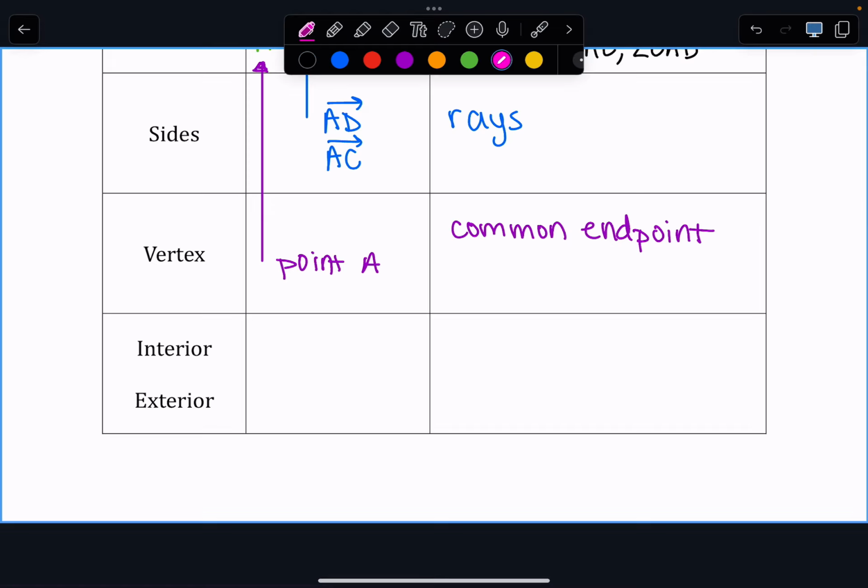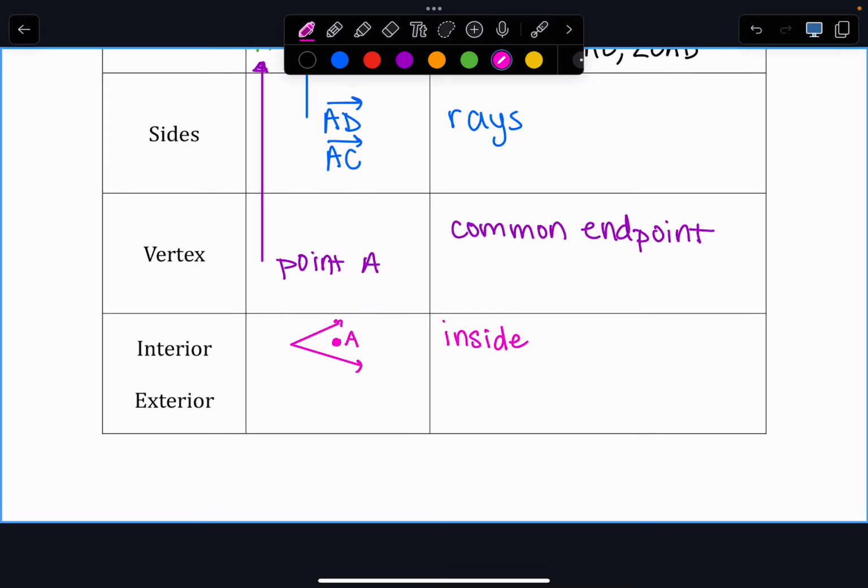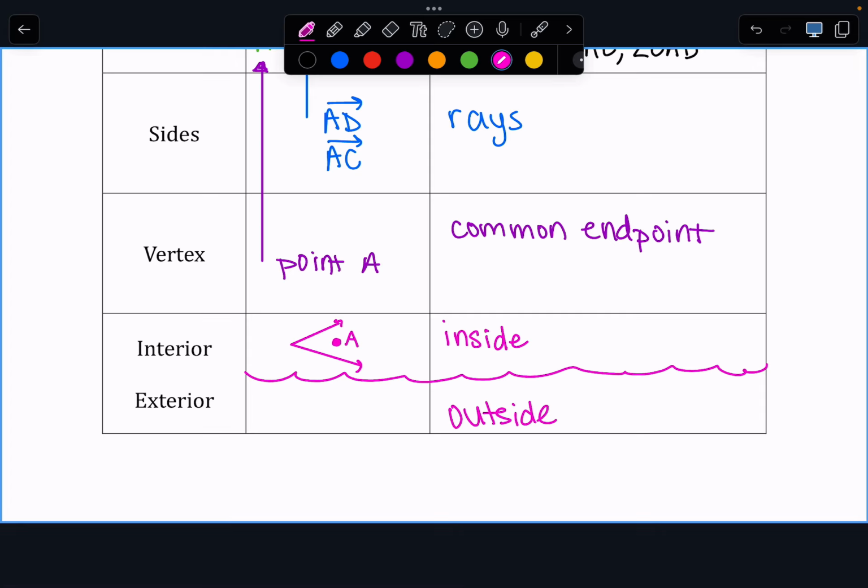What does interior mean? If I'm talking about the interior of an angle, I'm talking about a point being inside the angle. Exterior? Outside. So we're talking about a point being outside the angle.